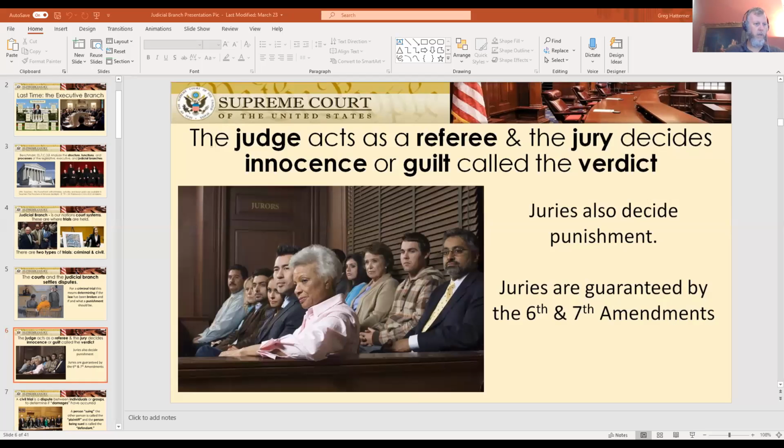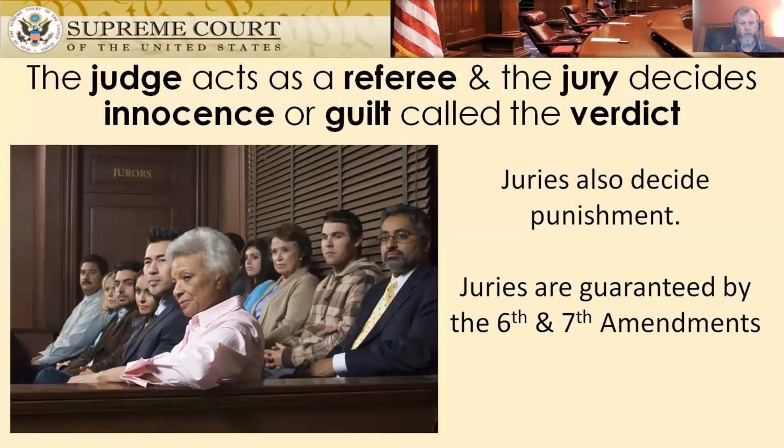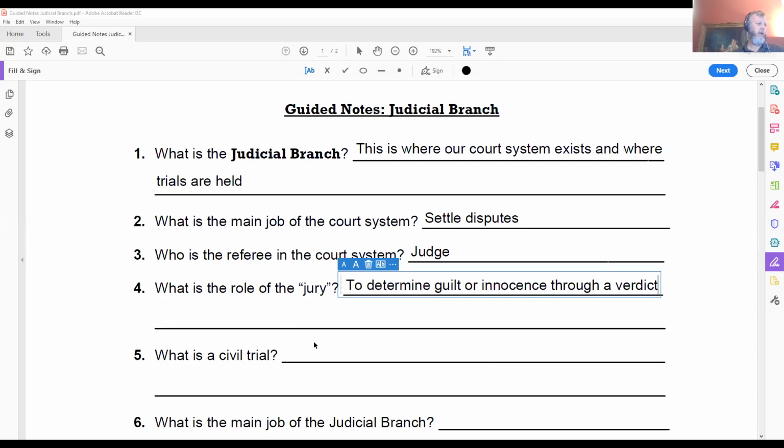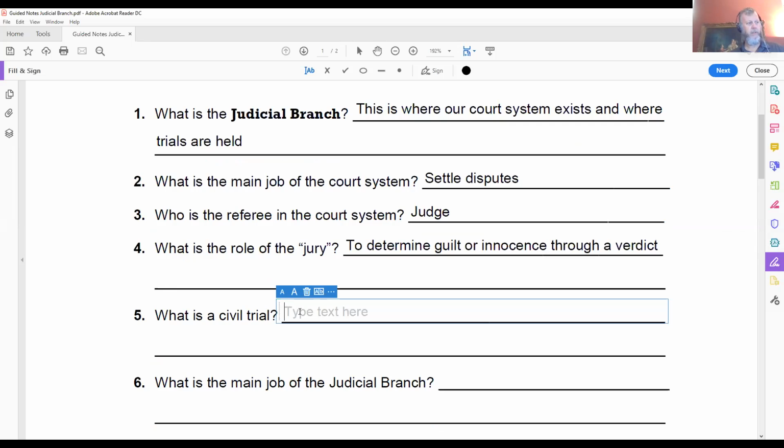So let's get back to our PowerPoint now. And here we go. So the civil trial. A civil trial is a trial that settles a dispute between individuals or groups, and they determine damages. This is different from a criminal trial, because in a criminal trial, what happens? They get sent to prison. In a civil trial, a little different.